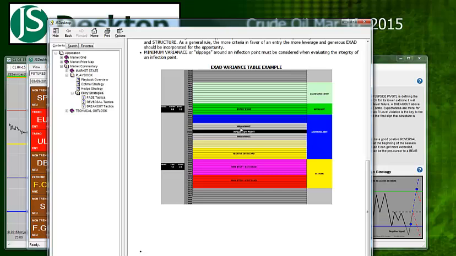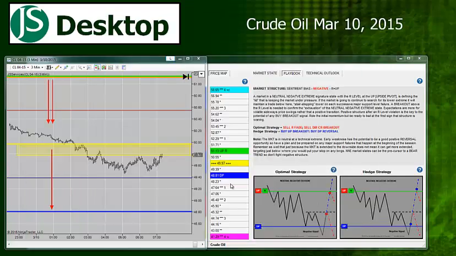So in crude oil, look at that variance as more of a slippage area. So let's use 4 ticks as slippage for crude oil, and for the entry EXAD or alert distance around this inflection point, let's use 20 ticks. I've highlighted the EXAD zone on the chart using the 20 tick metric as an alert distance, so 49.77, and then I've highlighted also the variance here.